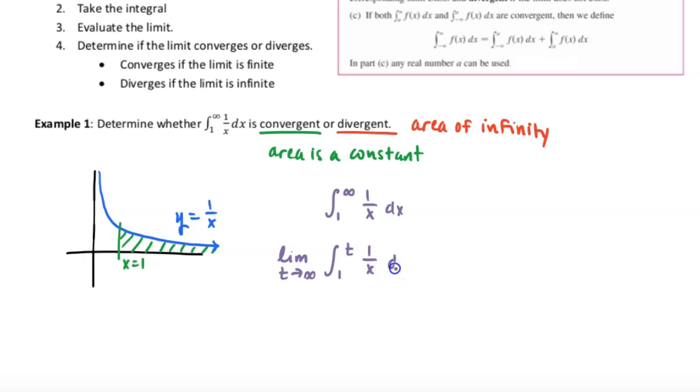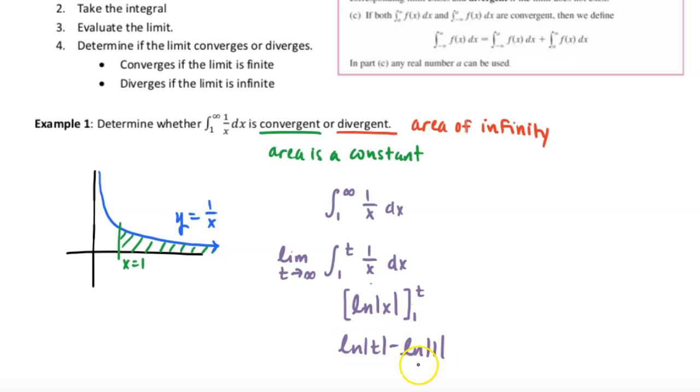I've got 1 over x dx, and I know the antiderivative of 1 over x is the natural log of the absolute value of x. Great. And because I have a definite integral, I know my bounds of 1 and t. I'm going to plug in this t and subtract from it the natural log of 1. So I'm going to get the natural log of the absolute value of t minus the natural log of the absolute value of 1.